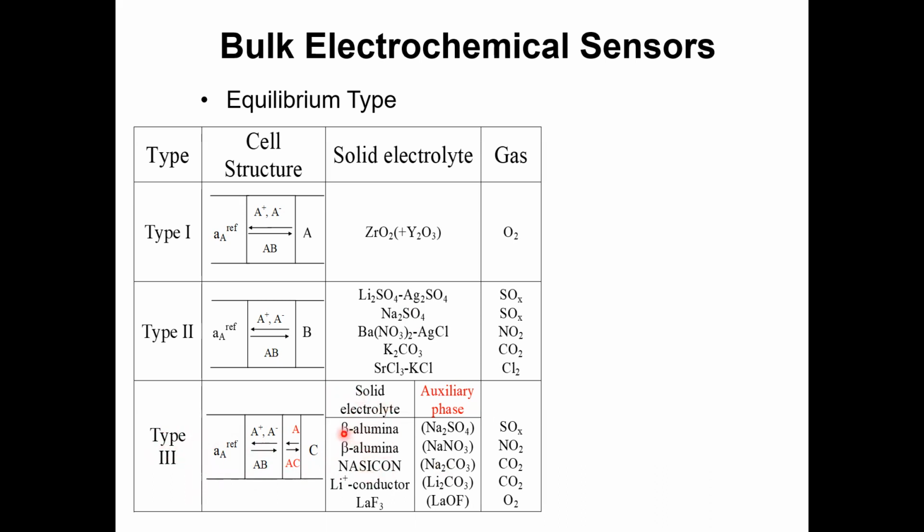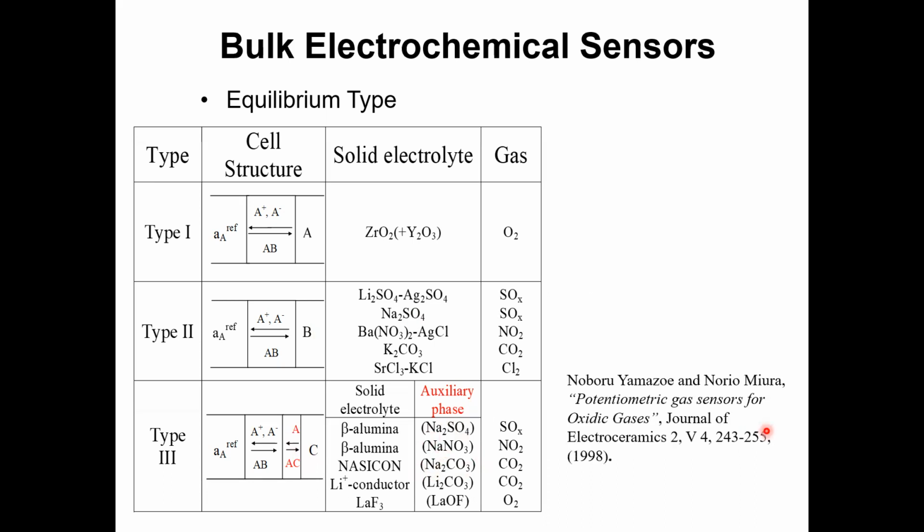So for example, you can use beta alumina, for example, sodium beta alumina, and you can use sodium sulfate to detect sulfur dioxide as the auxiliary phase. Or you can use sodium nitrate as the auxiliary phase to detect nitrogen oxides. Or you can use sodium carbonate, same electrolyte. You don't have to change electrolyte, but you can change the auxiliary phase to couple with the detecting phase. So you can use carbonate to detect CO2. So this is a really very attractive device.